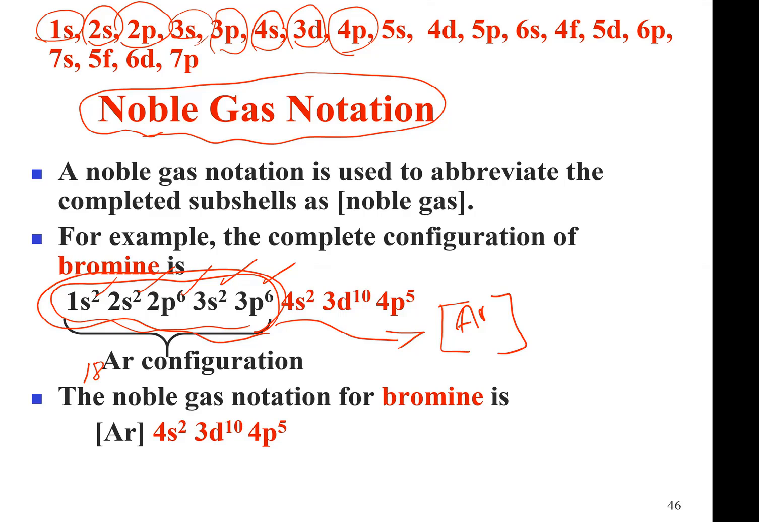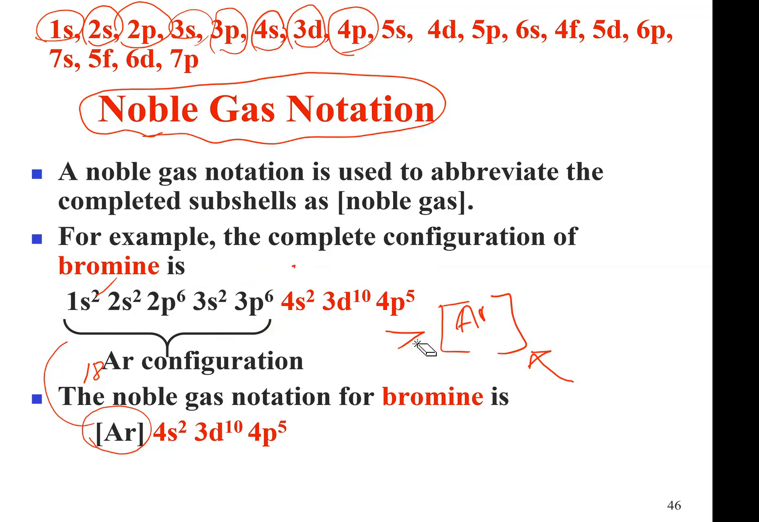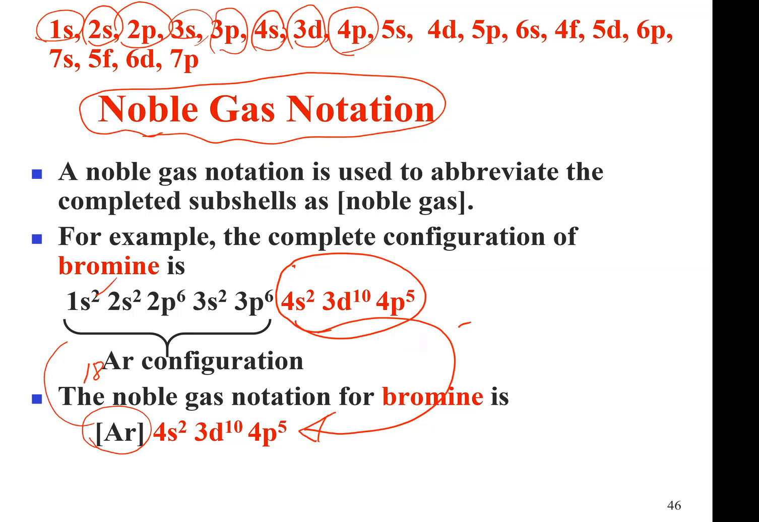So in noble gas notation, I'm choosing a noble gas which belongs to the last group on the right of the periodic table. I use this shorthand notation, which means all of these. And then I write what is left over. Let me clean this up. Can I say these are beyond the 18 electrons of argon? So I write them immediately after bracket argon. So that's how you write noble gas notation.